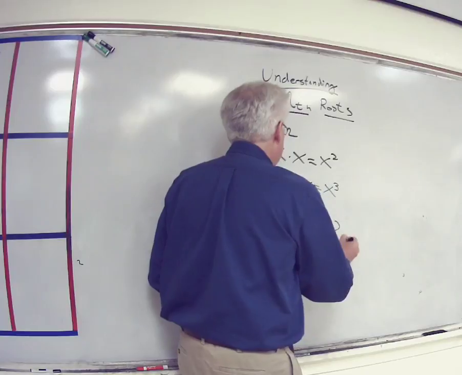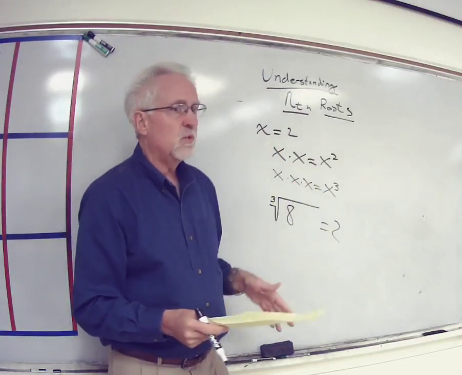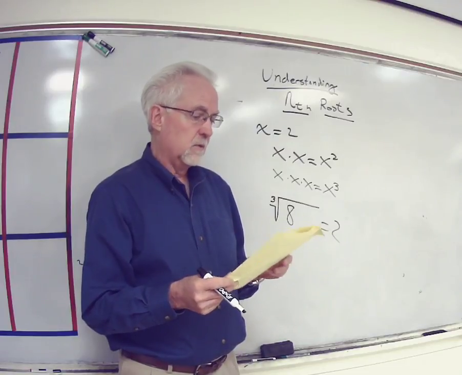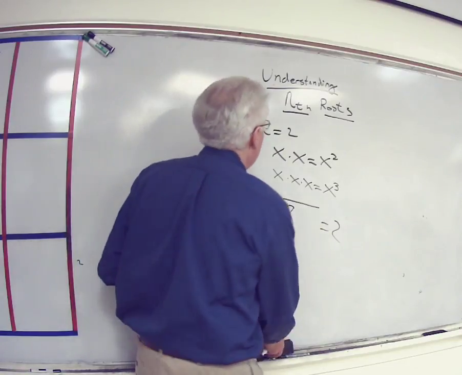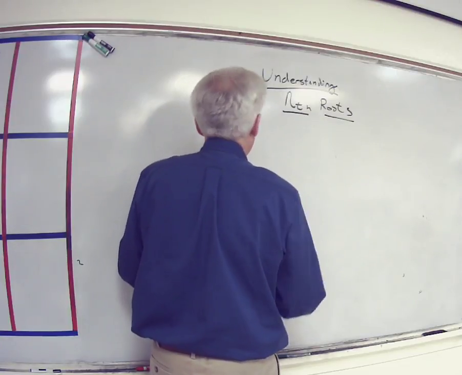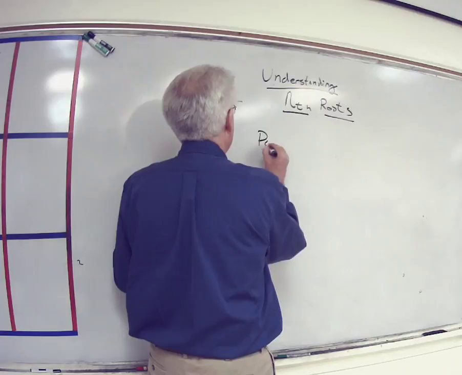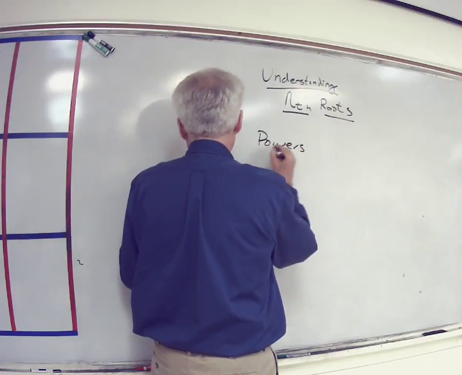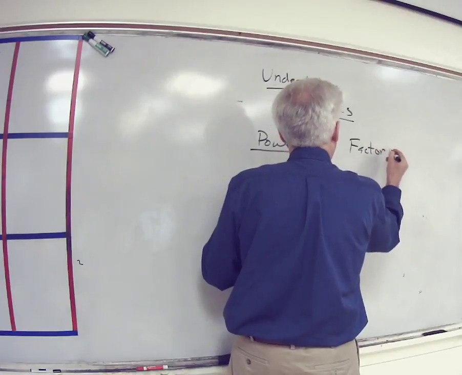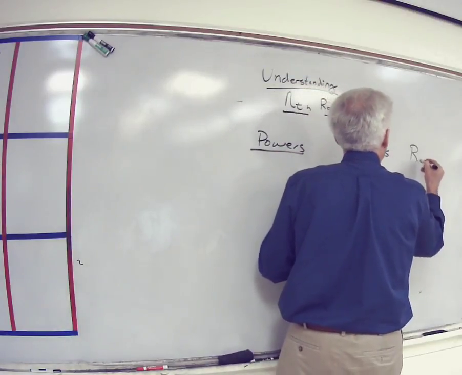So what you have to see is there's not just a square root. You can have the third root or the fourth root or the fifth root. What we want to do is get comfortable with that idea. So let's look at powers. We're going to look at factors. And then we're going to look at roots.